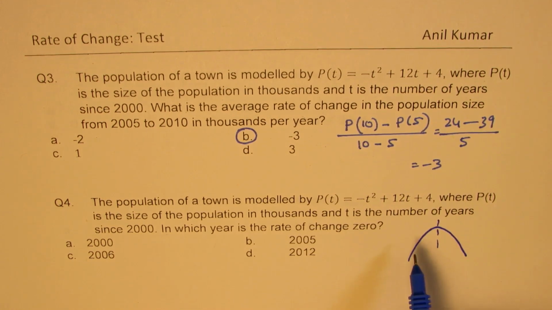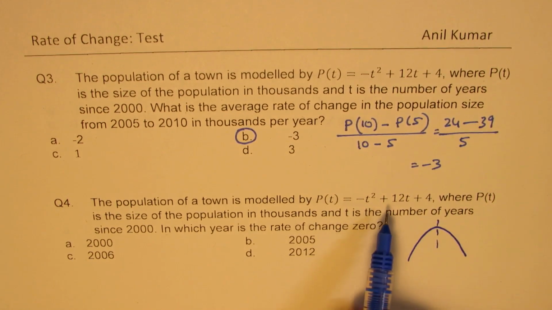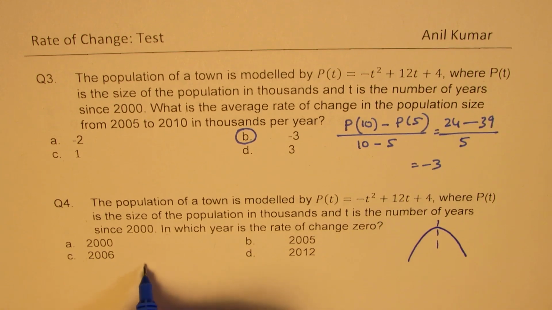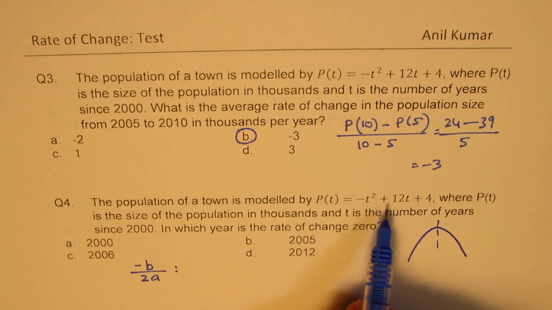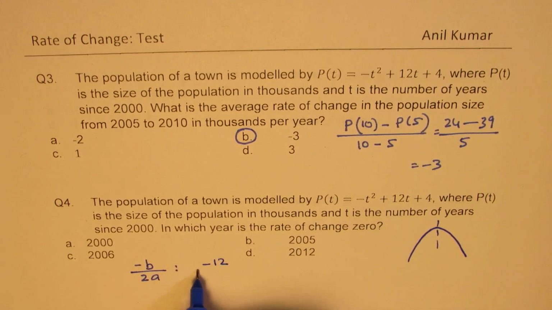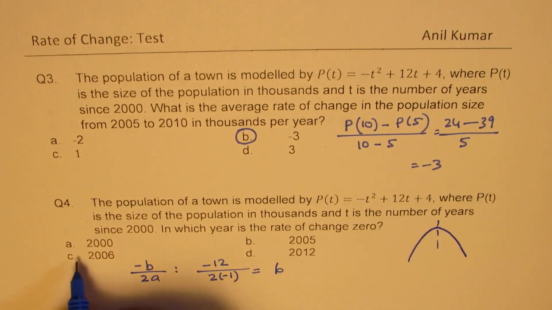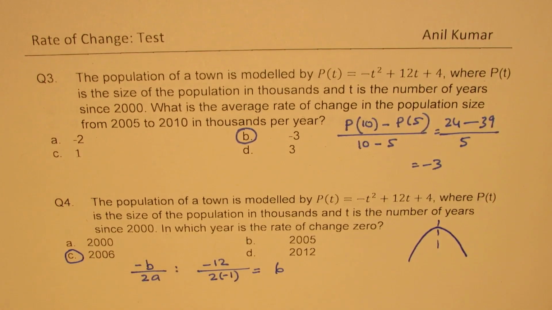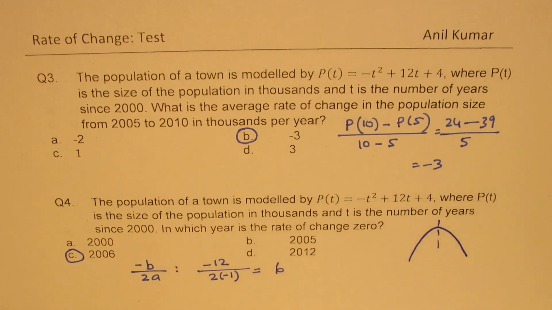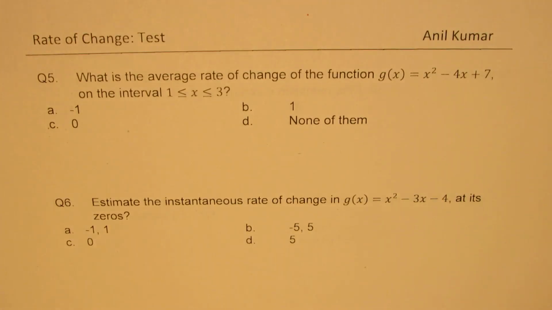So as we did earlier, this 0 will be at minus b by 2a, right? Which will be minus of 12 divided by 2 times minus 1, which is 6. So 2006 is the right answer, correct? So this is the fastest way of answering these questions.